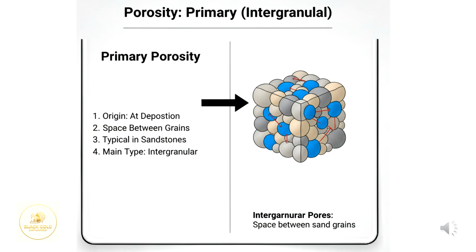Porosity is also classified by its origin. Primary porosity, or intergranular porosity, develops at the time of deposition of the rock. It's the space left between the original sediment grains. This is typical of sandstones.